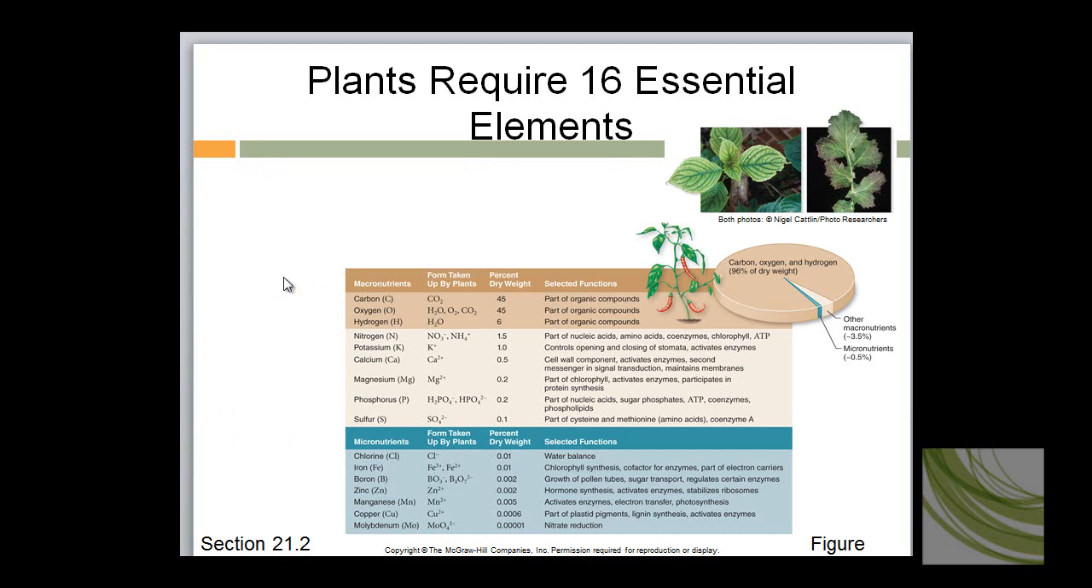Plants require 16 essential elements. These are some of the big ones: carbon, oxygen, and hydrogen. These are all called macronutrients, and then micronutrients are needed in little tiny amounts. Now, interestingly enough, the mass of plants, the macronutrients, they get from carbon dioxide and water.